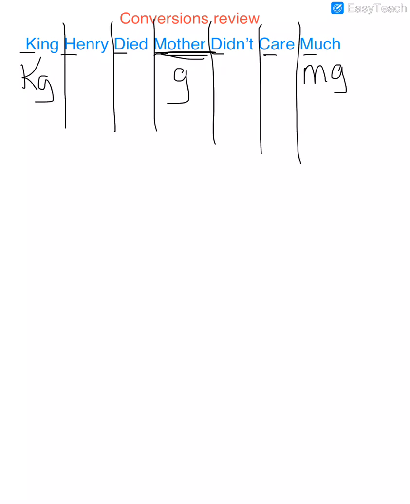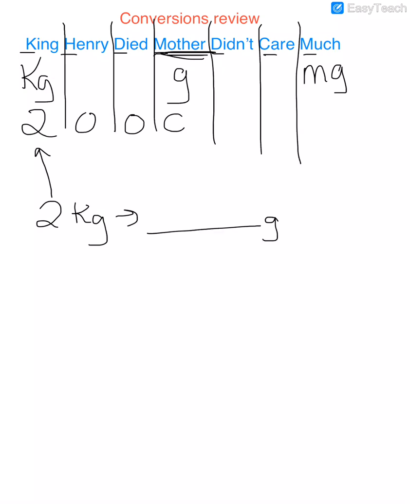Okay, so for example, I'm going to start with 2 kilograms that I'd like to convert into grams. So I'm going to place my 2 right underneath here and add zeros all the way to grams. So I've done 2 times 1,000 to get to grams. That's 2,000 grams.